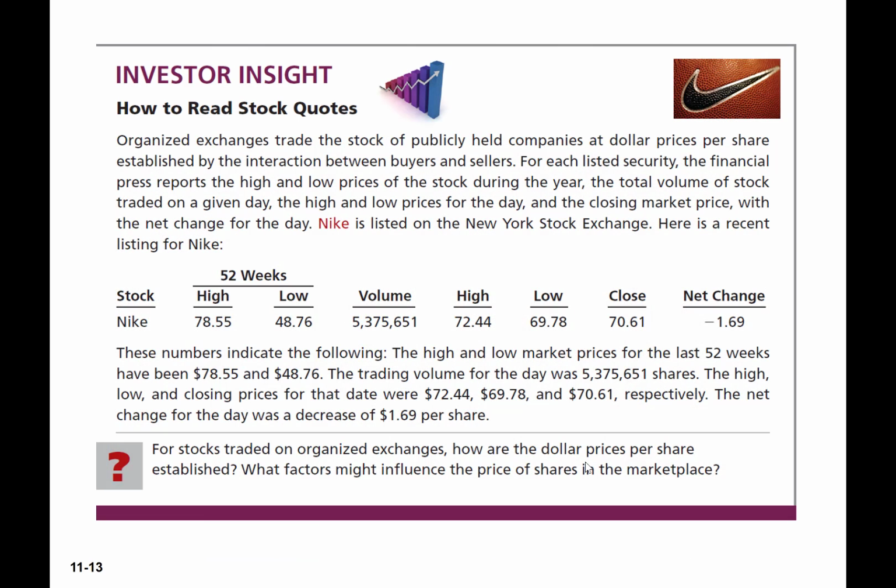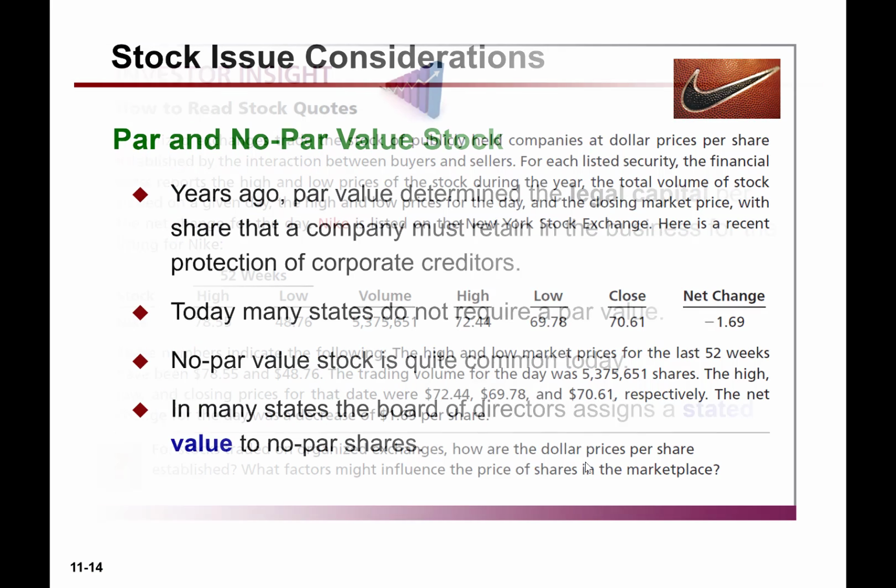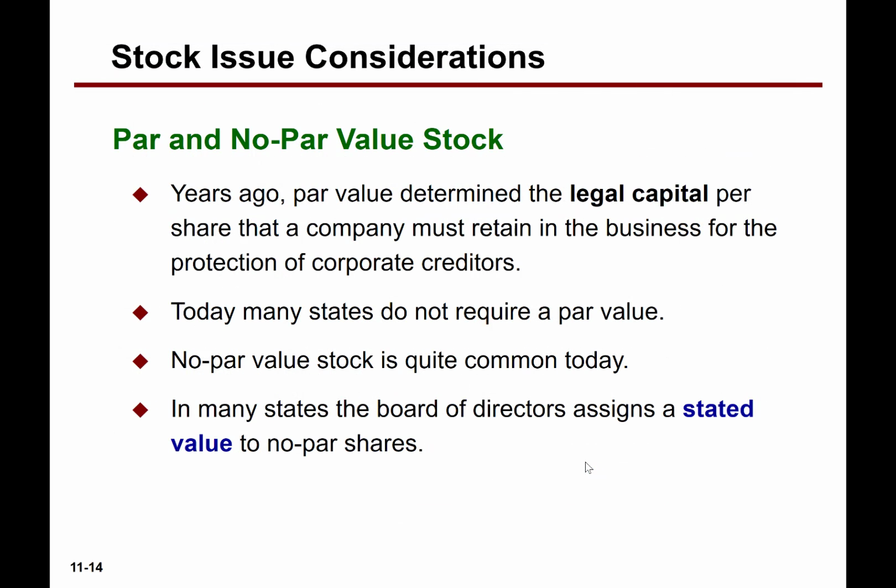Now we take a look at this listing here, and this is Nike. In the last 52 weeks Nike had a high of 78.55 and a low of 48.76. This is their volume for the day, this is their high for the day, this is their low for the day, and this is their close, and then the net change is the difference between what they opened on that day and what they closed on that day. Okay, good. Enough of all that.